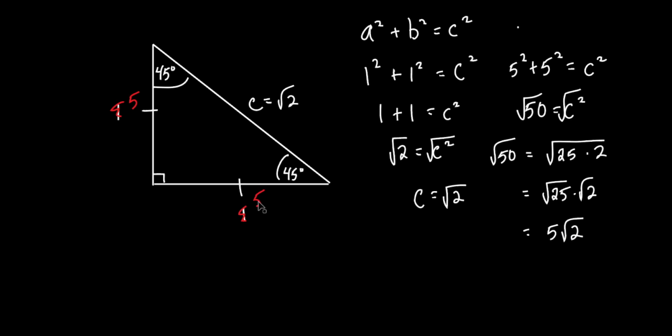All right, let's go back to red. So if this is 5 and this is 5, what's the hypotenuse? 5, what? Square root of 2. So check this out. If both of the sides were 1, then the hypotenuse is 1 times the square root of 2.